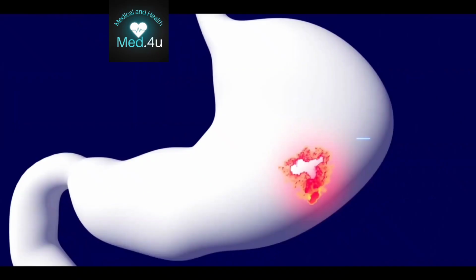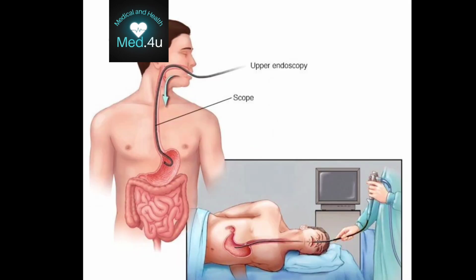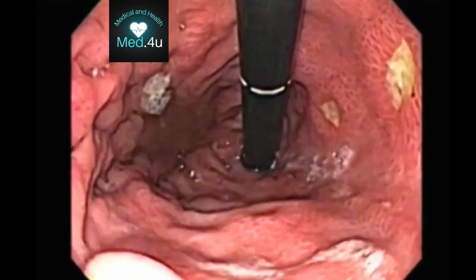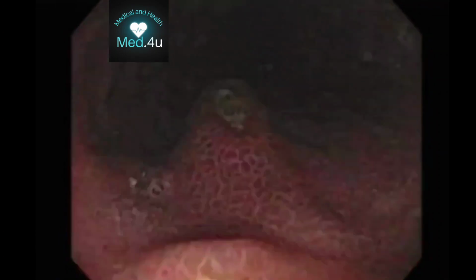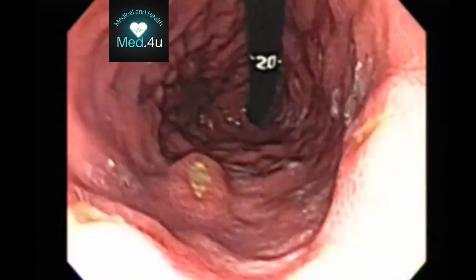Diagnostic methods. 1. Esophagogastroduodenoscopy. Gold standard, a flexible tube with a camera is inserted through the mouth into the stomach. This method allows direct visualization of ulcers, biopsy sampling, and diagnosis of H. pylori infection.